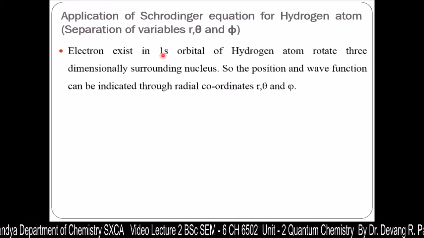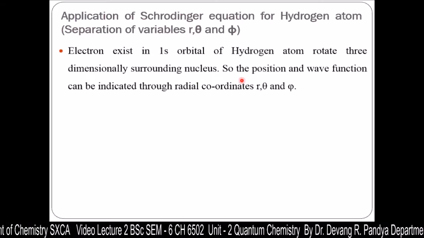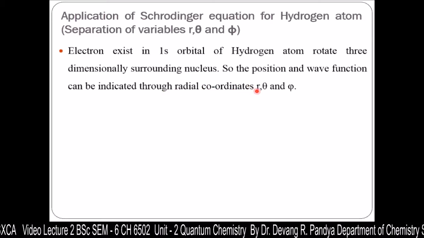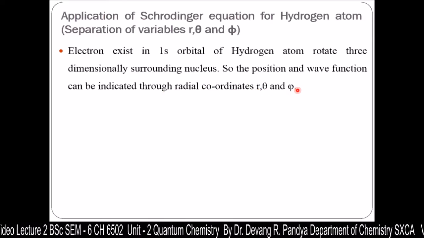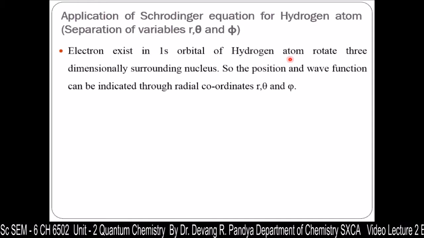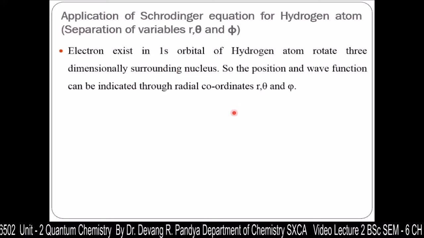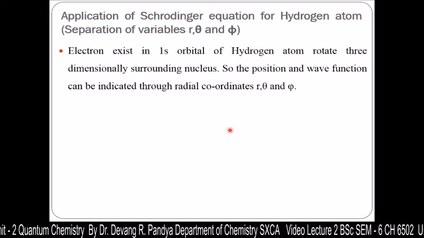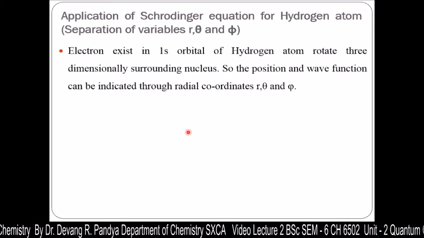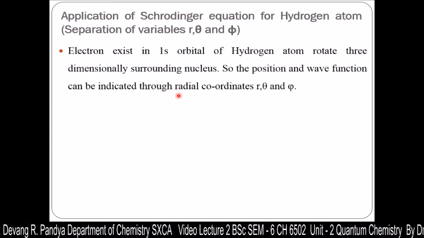Electron exists in the 1s orbital of the hydrogen atom and rotates three-dimensionally surrounding the nucleus. So the position and wave function can be indicated through the radial coordinates r, theta and phi. Instead of Cartesian coordinates, we need to convert to radial coordinates, because in the 1s orbital of the hydrogen atom, when we think regarding three-dimensional rotation, the electron is rotating surrounding the nucleus in a circular way. And when it rotates in a circular way, it is better to represent it with radial coordinates r, theta and phi for a moving electron.